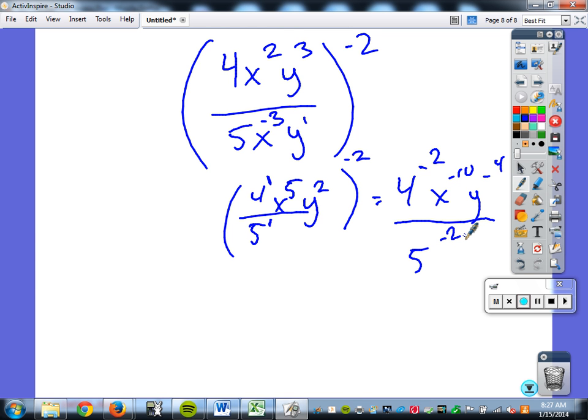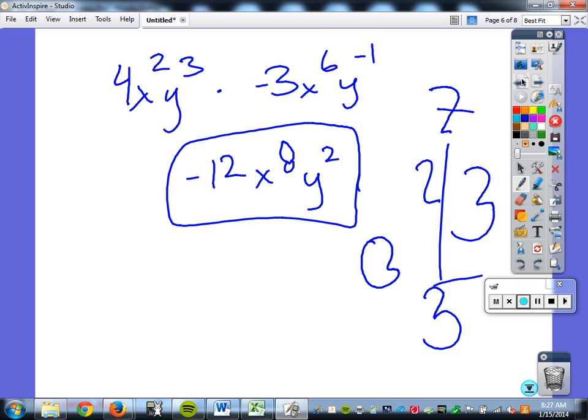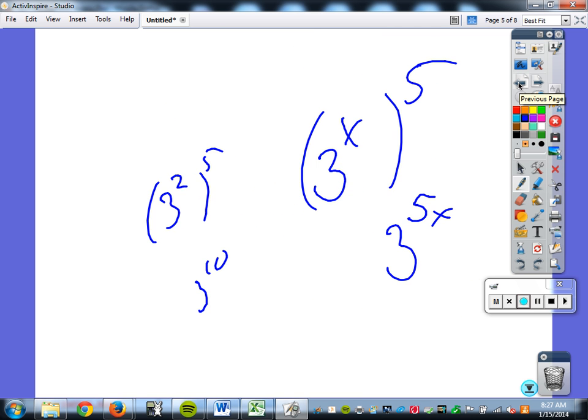When we go power to a power, like we have here, see how everything has a power, and I'm raising it to another power, we multiply. Back a couple examples. Remember that? Yes, ma'am.